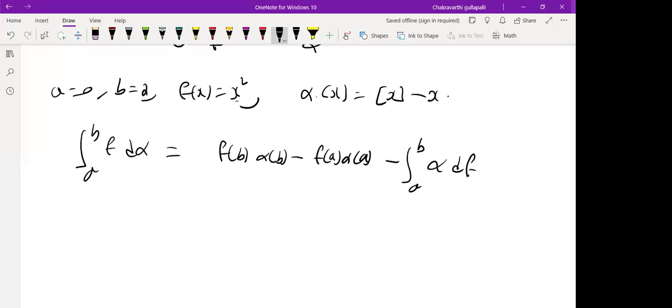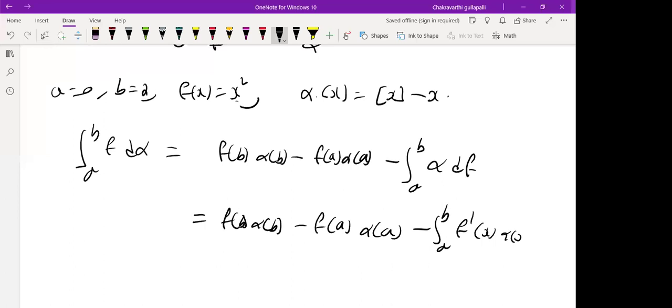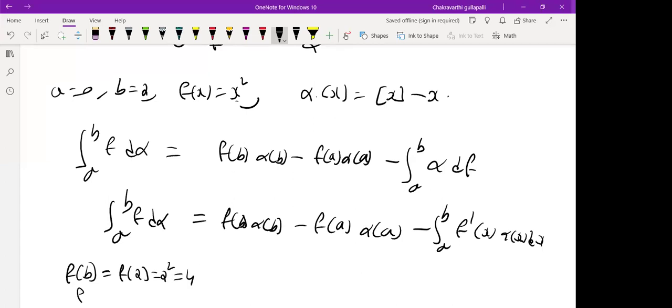So what does alpha df mean? You can also remember the formula like this: f of b alpha b minus f of a alpha a minus the integral from a to b of f dash x alpha x dx. You can remember this as the formula every time for the integral from a to b of f d alpha. Whenever f is differentiable, apply this. So let us calculate f of b alpha b and f of a alpha a. So f of b is f of 2, square, 4. F of a, f of 0, sorry.